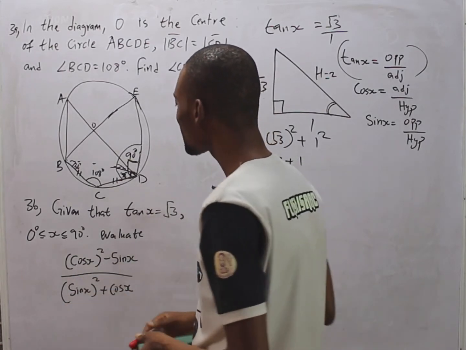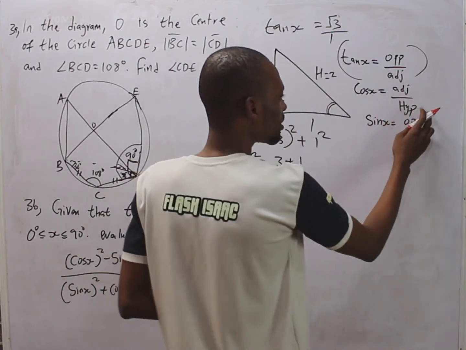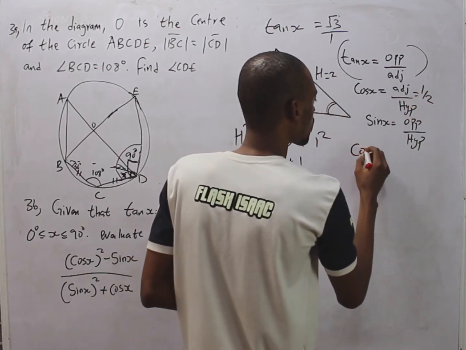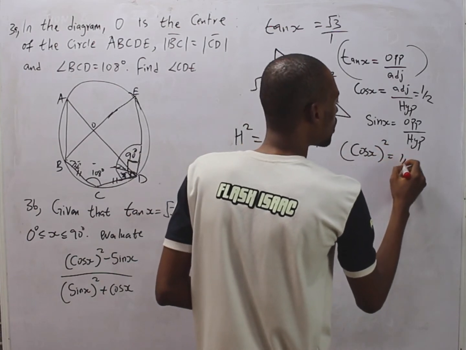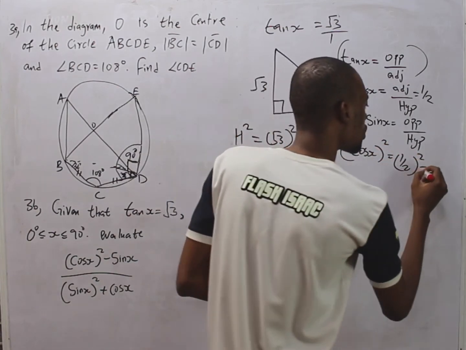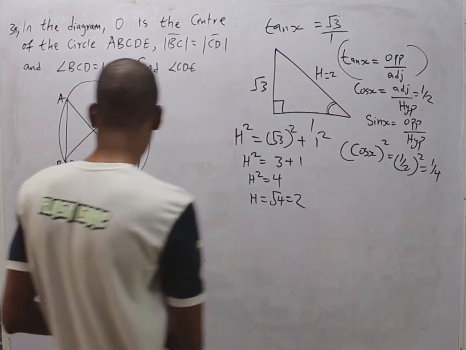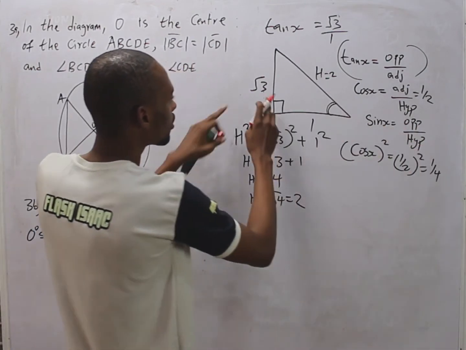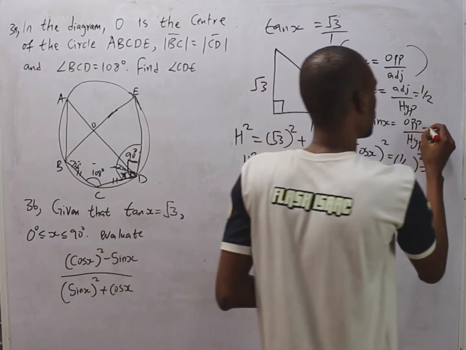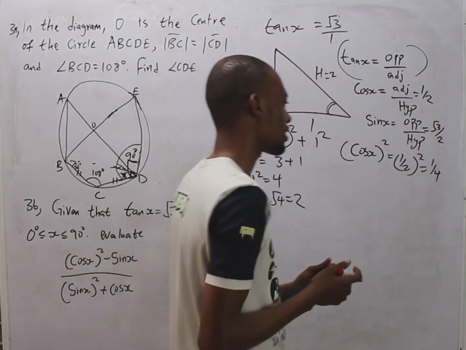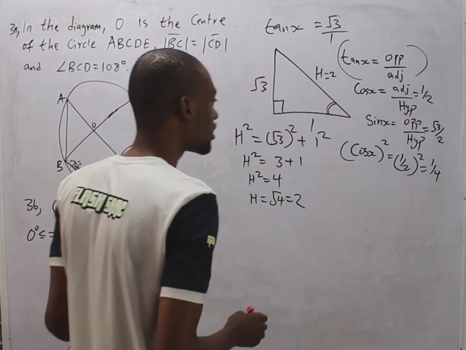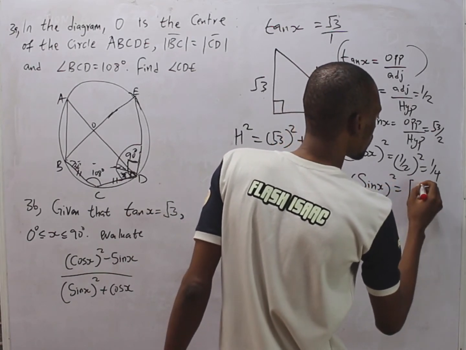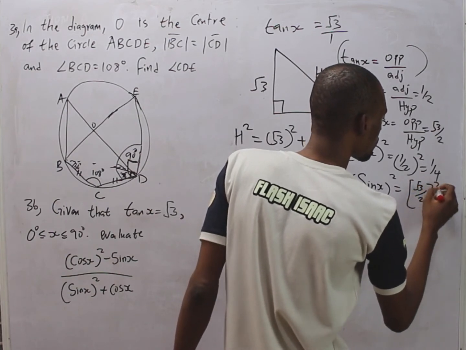That means cos S is simply adjacent over hypotenuse, and that is 1 over 2. Cos S is 1 over 2. Cos S squared is simply 1 over 2 squared, and that is equal to 1 over 4. Minus sin S. Sin S is opposite over hypotenuse. That is square root 3 over 2. So this is root 3 over 2, sin S. Sin S squared is root 3 over 2 squared.